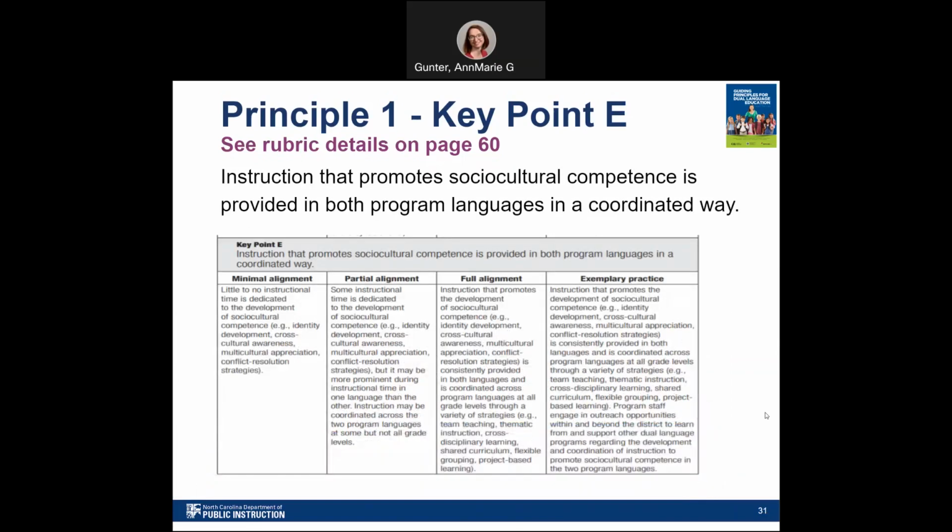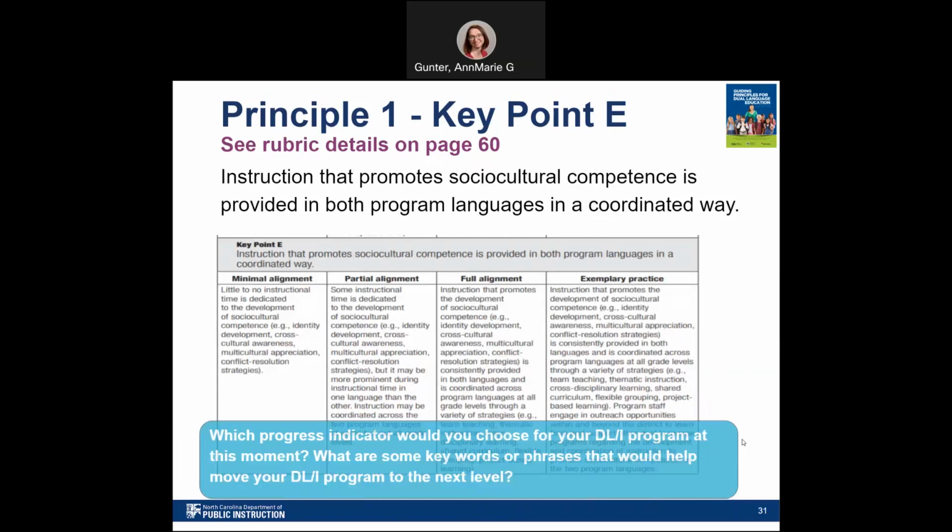Principle 1, key point E, is on page 60 and states, instruction that promotes sociocultural competence is provided in both program languages in a coordinated way. Again, take a look at the four different versions and consider, which progress indicator would you choose for your DLI program at this moment? And what are some keywords or phrases that would help move your DLI program to the next level?